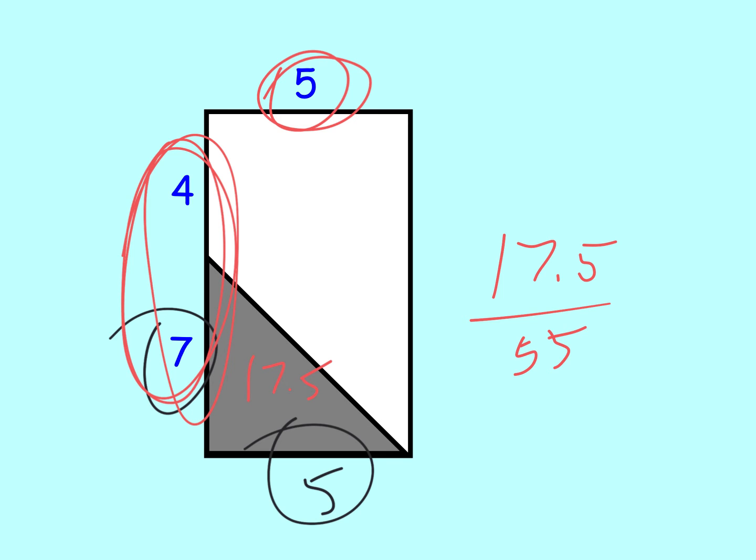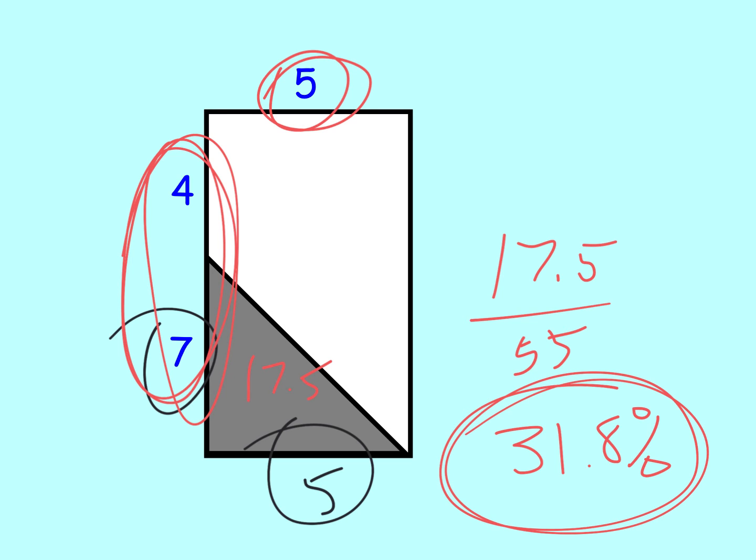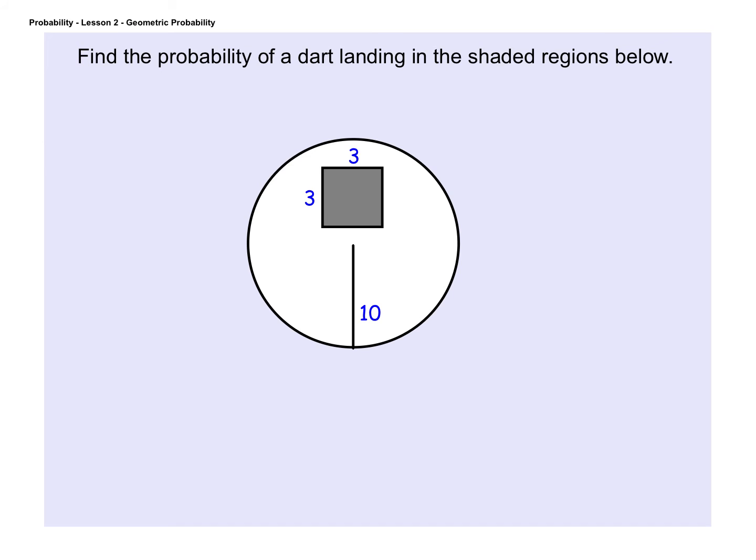Divided by 55, final answer, 31.8%. How many of you got 31.8? Okay, good. Then, here's one.